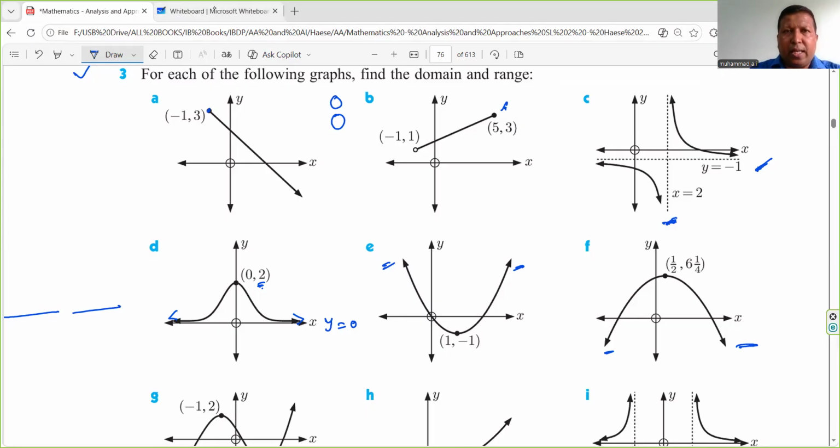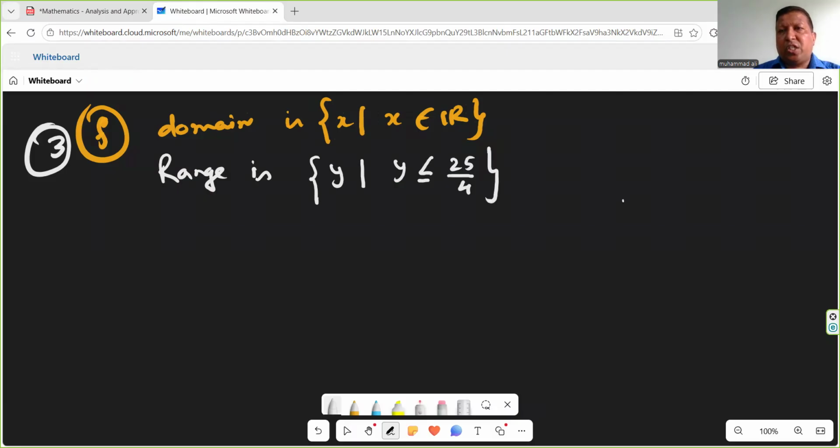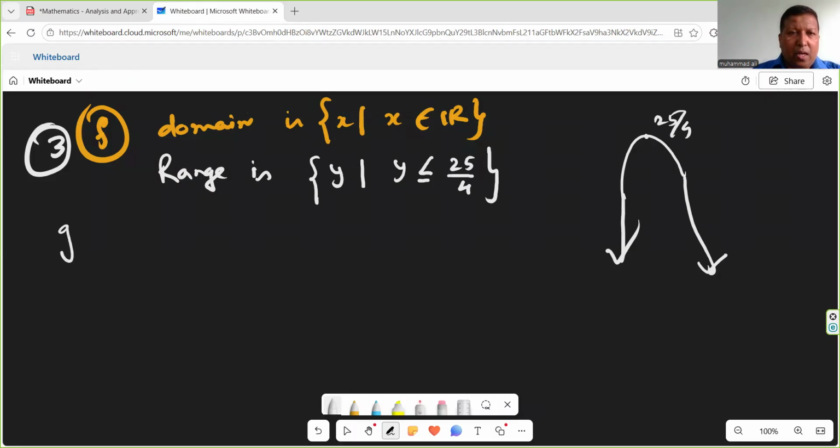So we can say that the range is y such that y is less than or equal to 25/4, because it starts from 25/4 and the y value goes down to minus infinity. Number G.